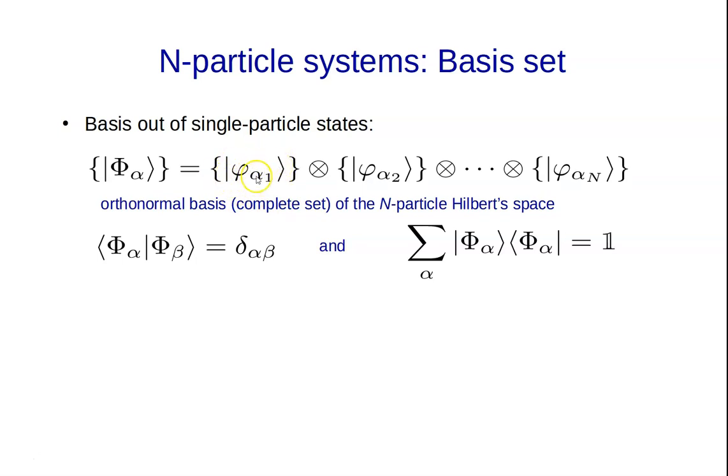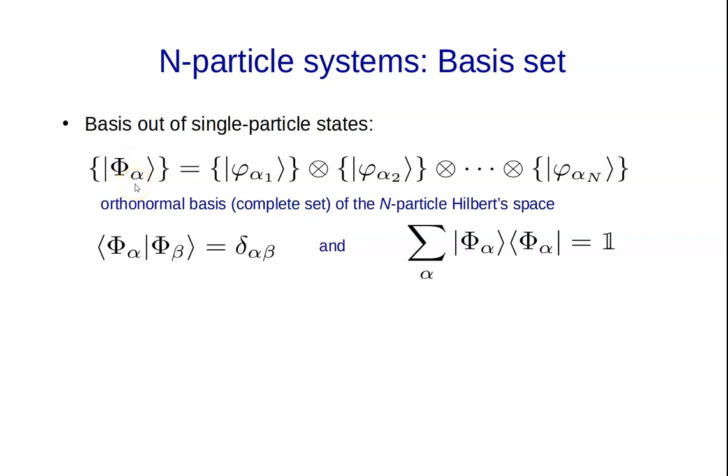If I want to create an n-particle state, I can take n single particle states and do a tensor product between them. That will give me an n-particle state. Remember, the first state will represent the first particle, this is the second particle, all the way up to the last particle, capital N. And so I can combine the basis set n times to construct a basis set for n particles.